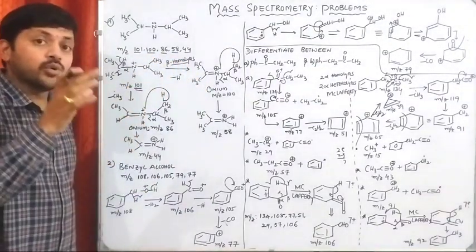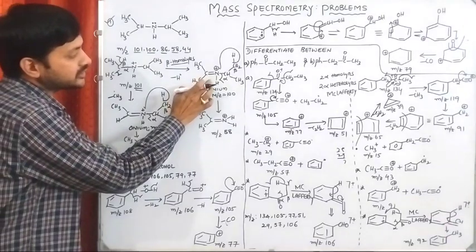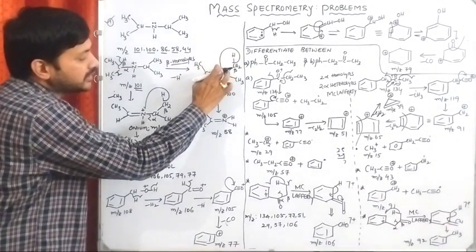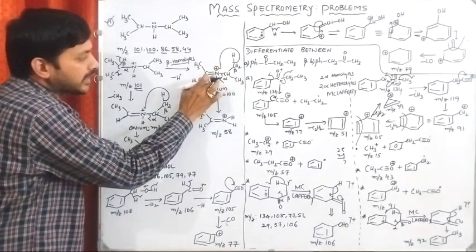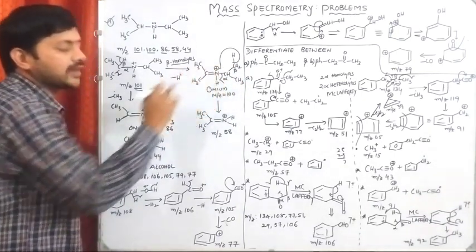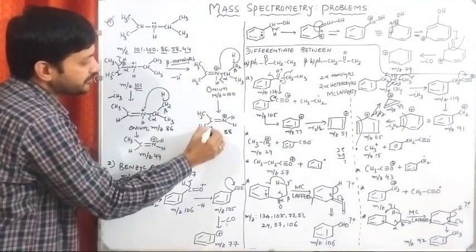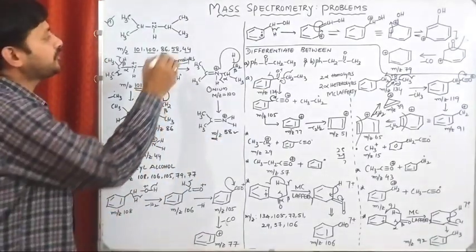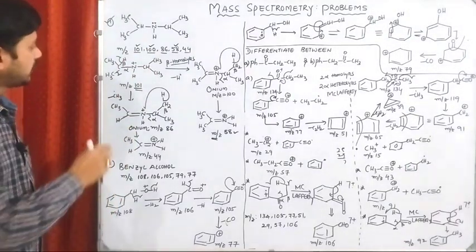We all know about onium fragmentations in the case of amines. The onium fragmentation takes place here: transfer of beta hydrogen from the beta carbon to nitrogen followed by alpha cleavage. See this one, what happens? The H is coming here, thereby we are getting this kind of species. The peak is 58. So 58 done, 100 done, 101 done.